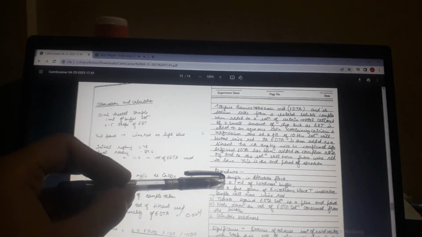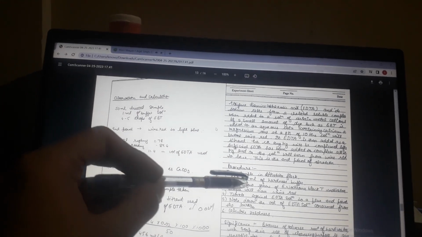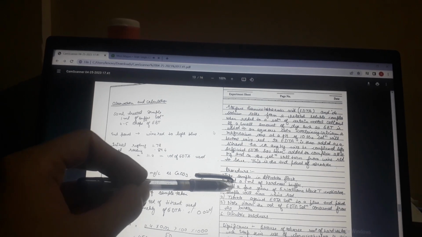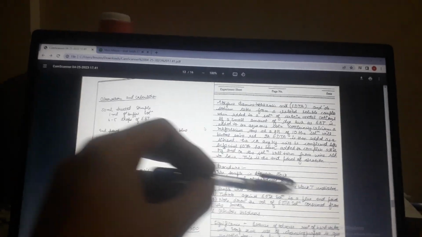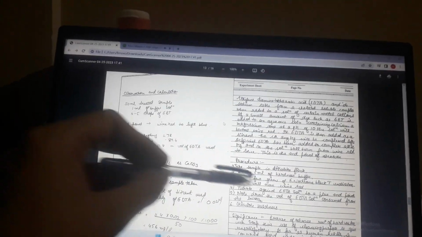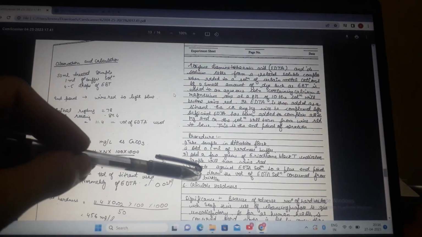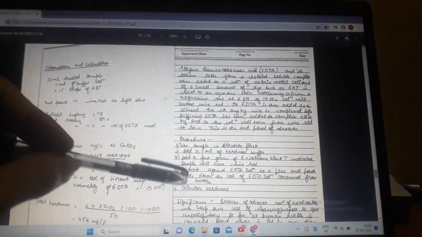Procedure: first, take sample in a titration flask. Second, add 0.5 milliliter of hardness buffer. Third, add a few grains of Eriochrome Black T indicator. The sample will turn wine red. Fourth, titrate against EDTA solution to a blue end point. Fifth, note down the volume of EDTA solution consumed from the burette.